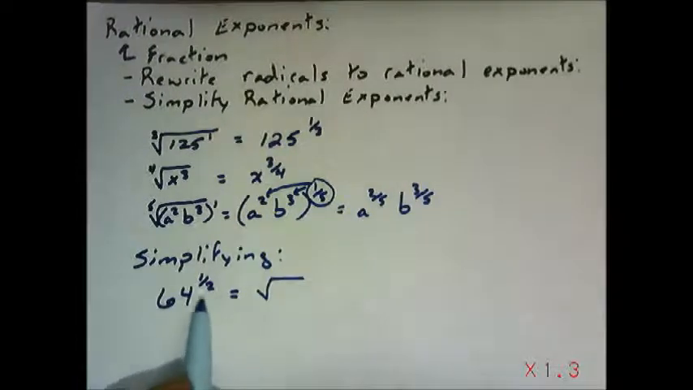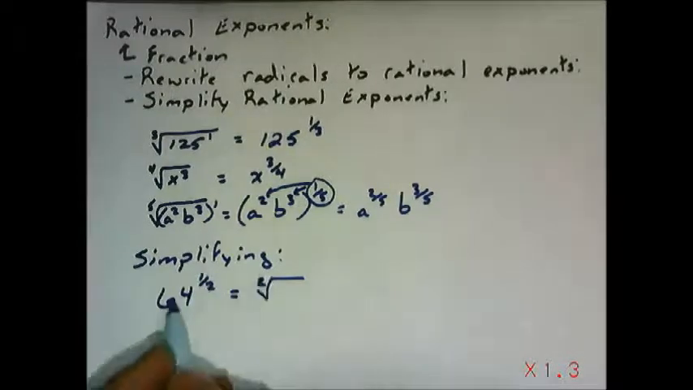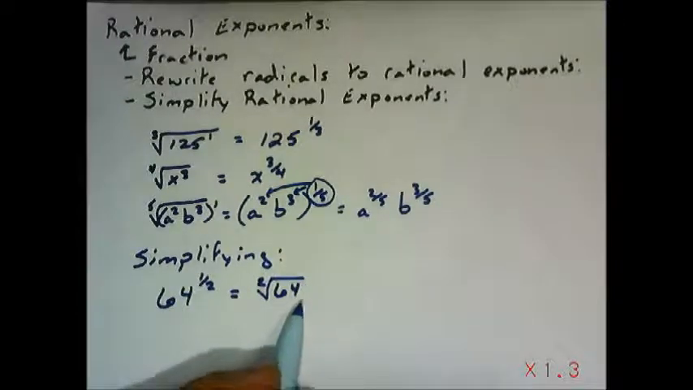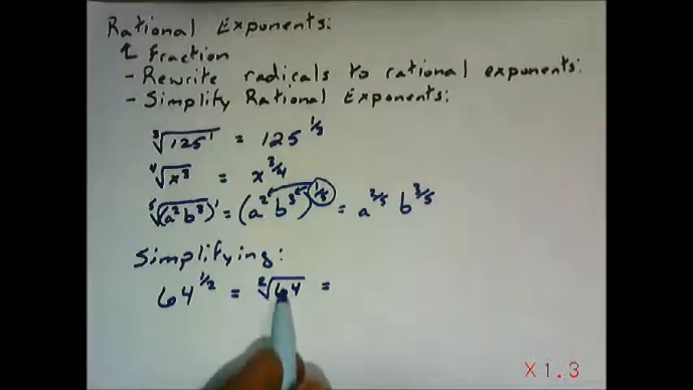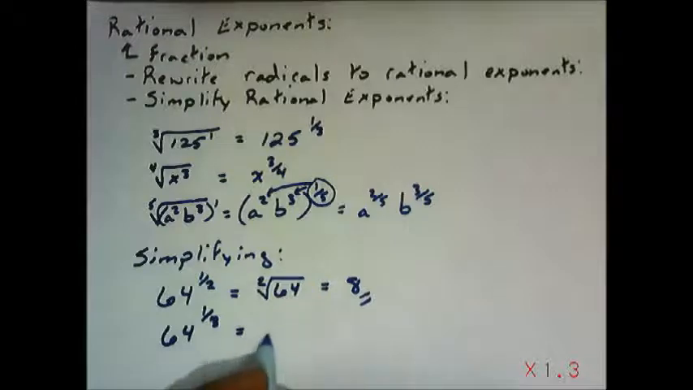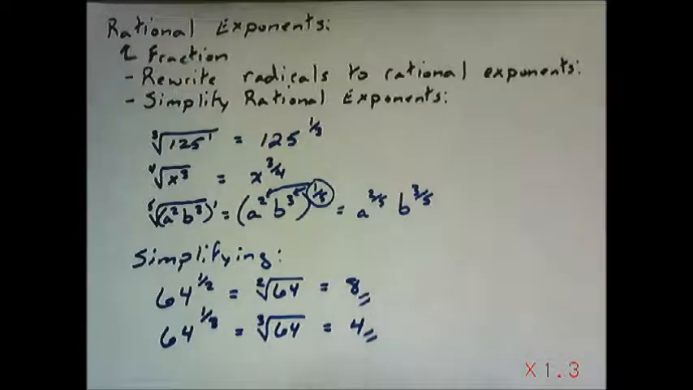So if I look at 64 to the 1/2 power, our index is 2, since that's my denominator. My radicand is 64, or my base, and this is to the first power. Remember, we don't need to write that 1, it's understood. So we're looking at the square root of 64, which is 8, and that is our answer. Let's go ahead and take a look at another one. What happens if I take 64, say, to the 1/3 power? Well, here we can write it again as the third root of 64, and the third root of 64 is 4. And there's our final answer.